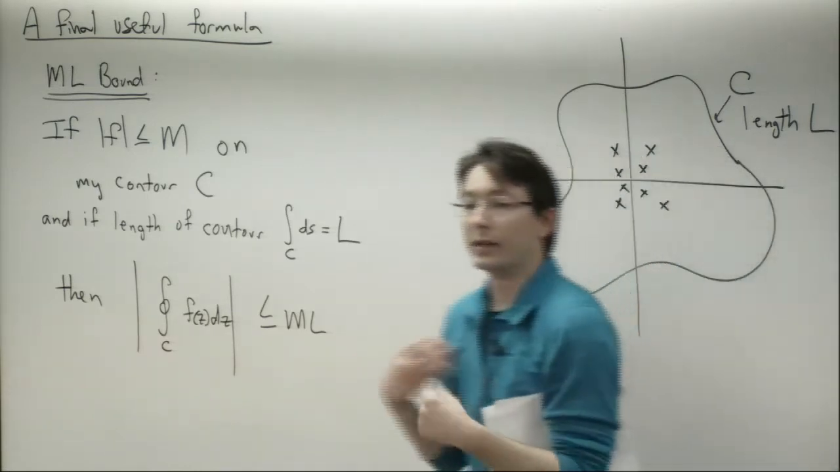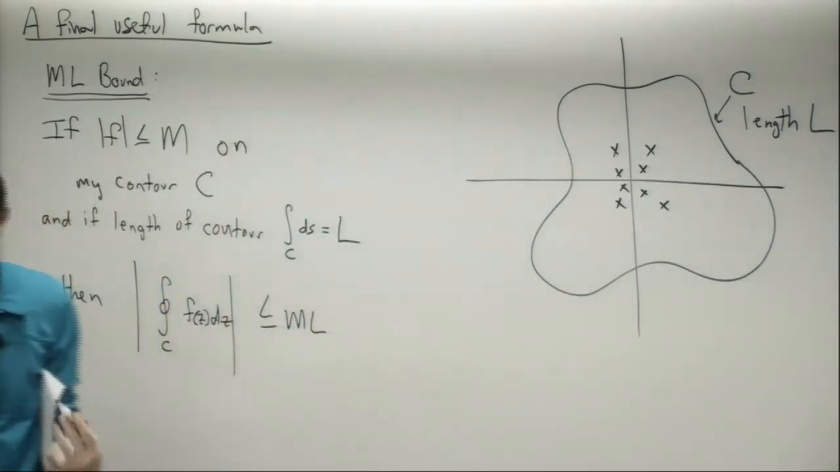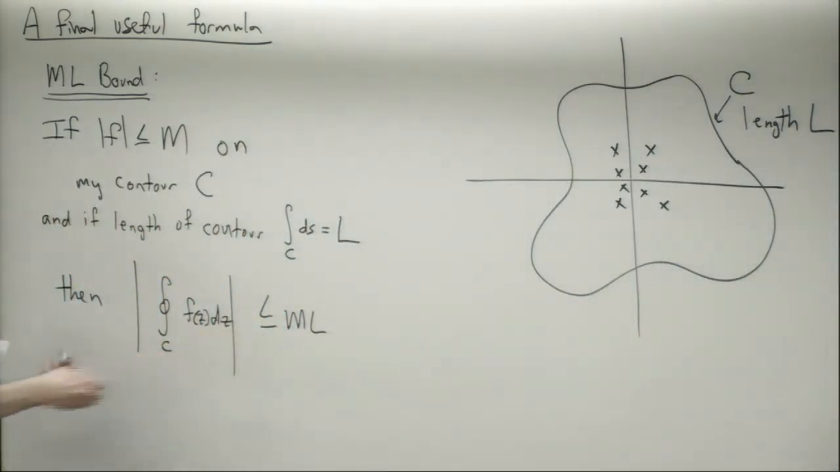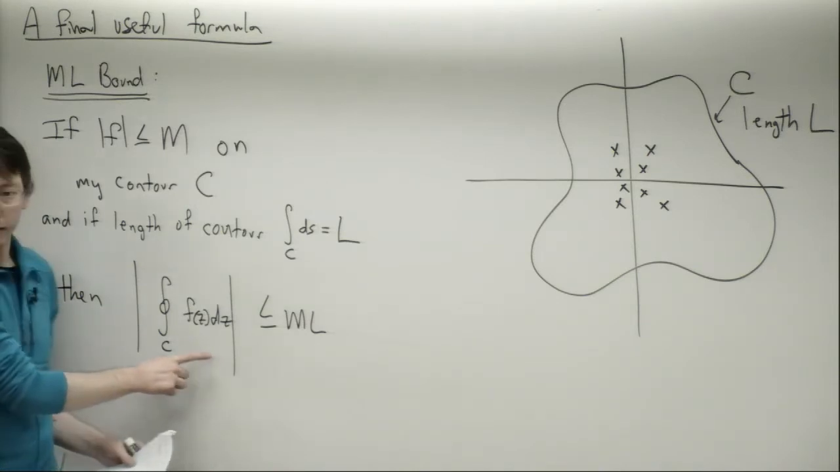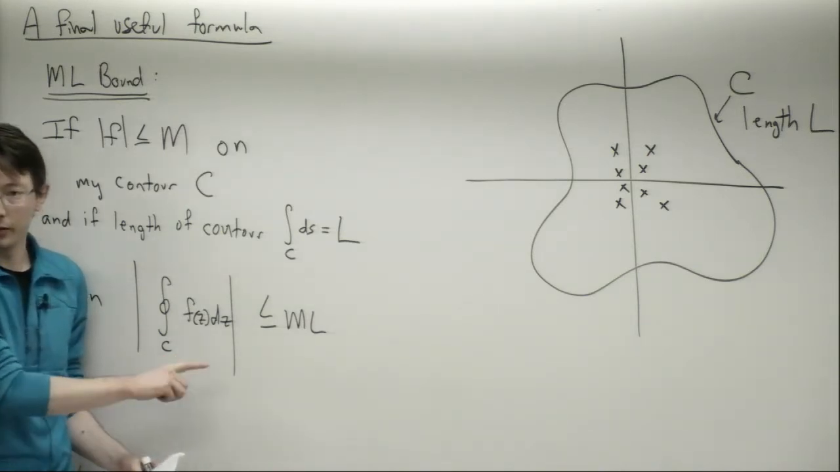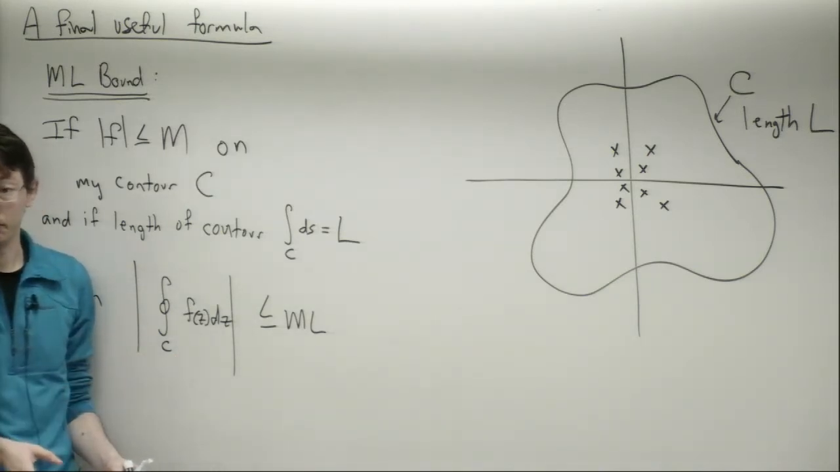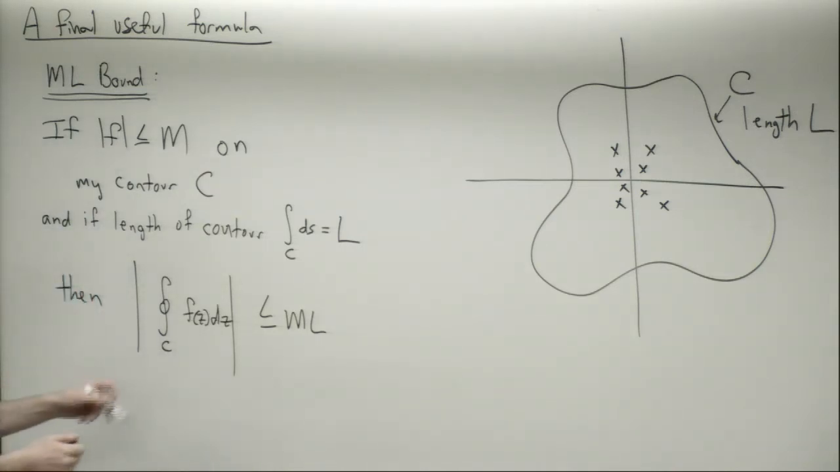Okay, we're not getting the exact answer of what this integral equals. We're just getting a bound on how big the integral could possibly be. And so the idea is, this is like a worst case scenario bound on what the integral of f could possibly be. Okay, this is a worst case scenario.